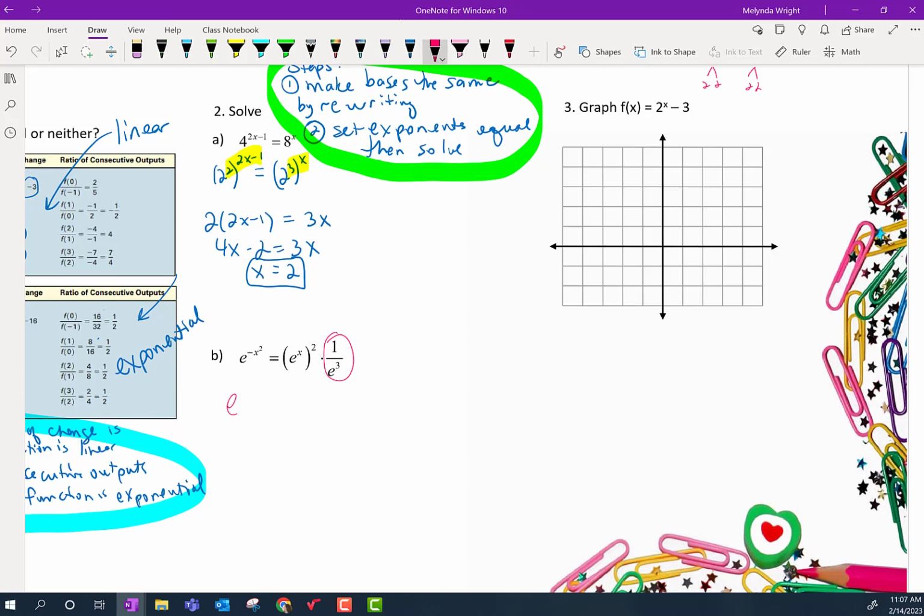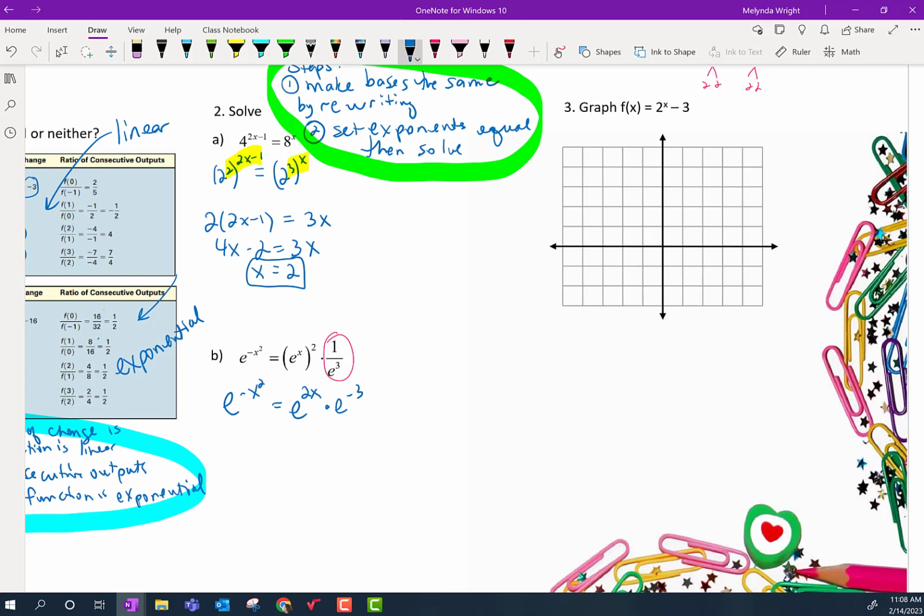So e to the negative x squared equals e, and let's see, x times 2 is 2x, e to the 2x times, and I'm going to rewrite that to be e to the negative 3. Okay, so that's my first step: I want them to be all level, all the same level. I don't want some to be in the denominator, some to be in the numerator. That's not helpful. So now I've got the base add scenario going on, right?